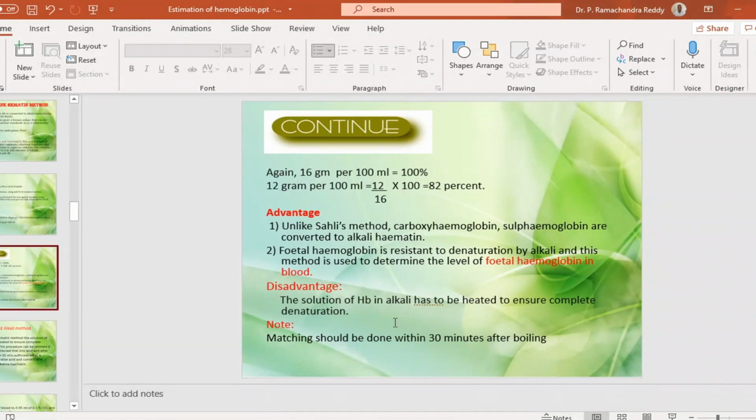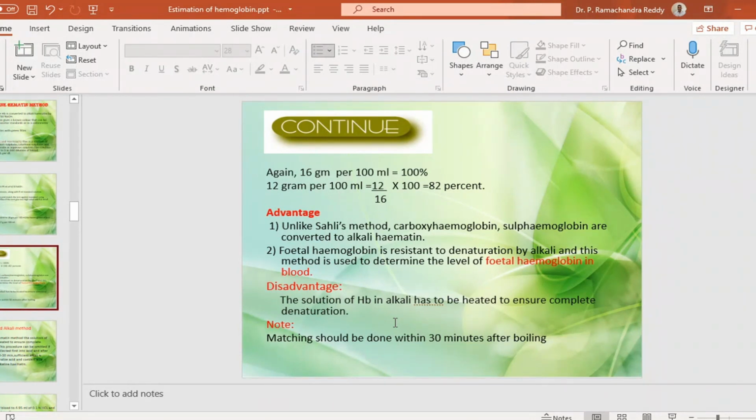to be heated to ensure complete denaturation. So the complete denaturation should be done. You have to heat it properly. Otherwise, what happens? If complete denaturation does not happen, then you may not get the exact hemoglobin value. So that's why it is most important that you have to completely denature it by heating. The heating process is the most important process in this method. And matching should be done within 30 minutes after boiling.